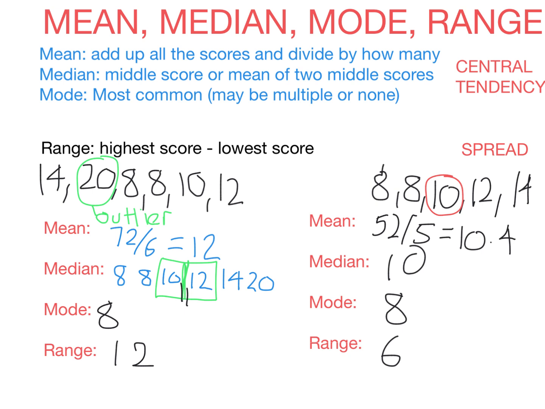So for house prices, there's a lot of houses that are very similar in cost, and then there's a few outliers that are really, really expensive houses. They drag up the mean, but not the median, and that's why the median house price is usually reported, not the mean. All right, let's now look at using this knowledge to find an unknown score.